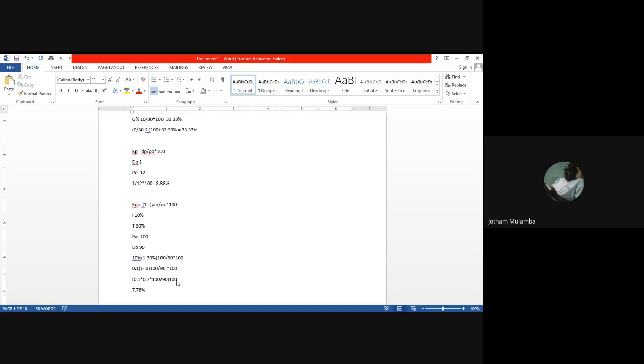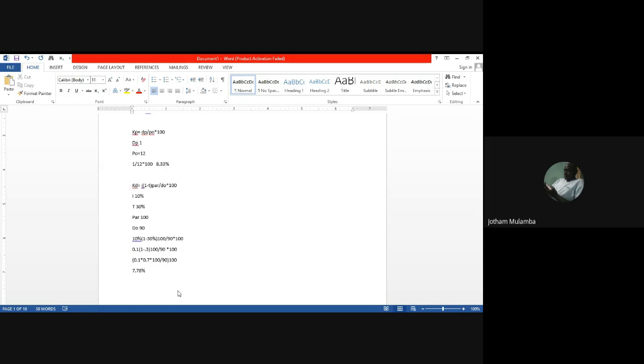So now what we have done, so far we have calculated the cost of capital. But remember, the question was not asking us just to calculate the cost of capital. The question was asking us to calculate the weighted average cost of capital. Now, for us to calculate the weighted average cost of capital, I will insert here a table, then we fill in.